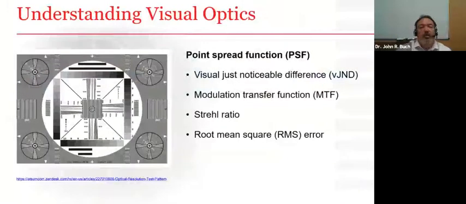So if we talk about understanding visual optics, there are a lot of ways to describe image quality. You might hear things like the MTF or the Strehl ratio or the root mean square error of an image. And honestly, don't worry, I don't get much of that either. But the point spread function, I think, is largely intuitive, and I think we can focus on that for just a moment.